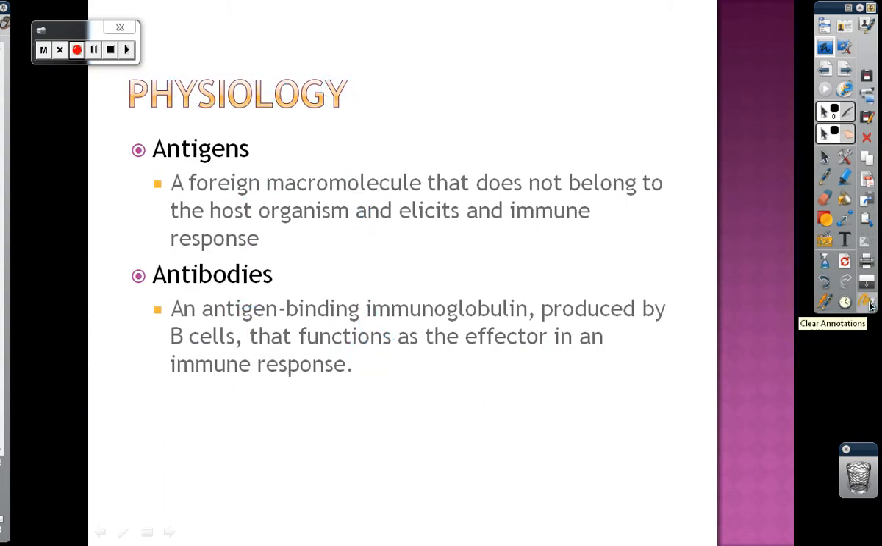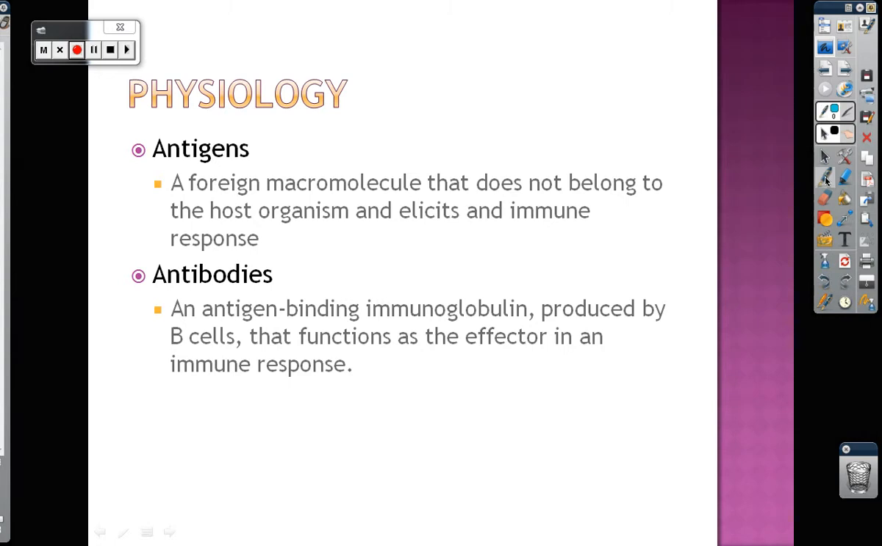All right, the physiology, we've already mentioned antigens and antibodies. Antigen is a foreign molecule, as long as your body knows it's not marked as self, but be considered a foreign macromolecule that doesn't belong to the host organism and elicits an immune response. The antibodies are antigen-binding immunoglobulins. They're a protein that are going to bind to the antigen. It's produced by the B cells, and it functions as the effector in the immune response.